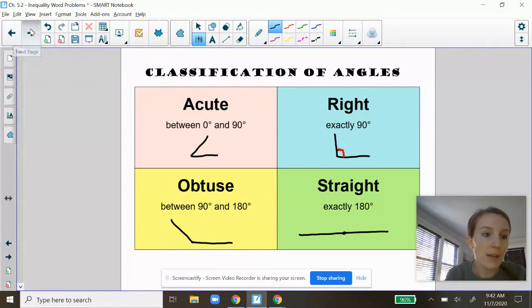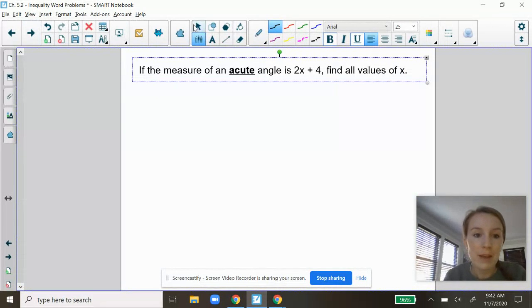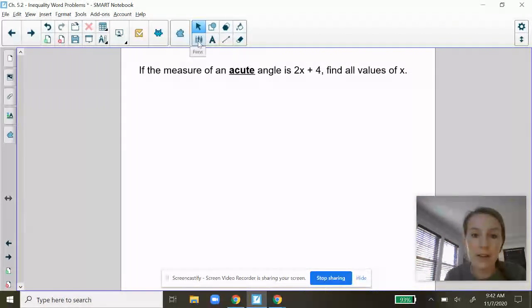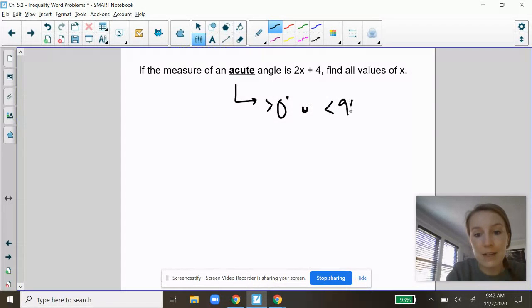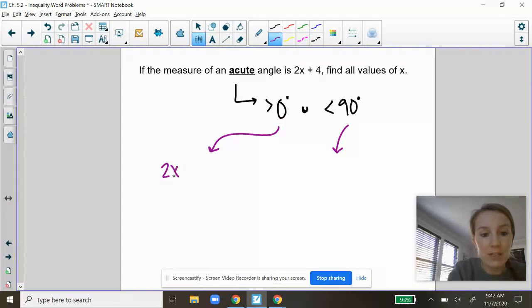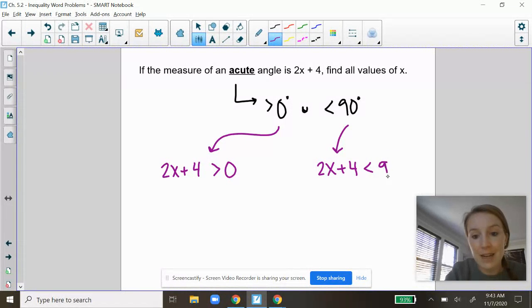Keeping this in mind, let's look at a problem like this. It says, if the measure of an acute angle is 2x + 4, find all values of x. Let's remember that an acute angle has to be greater than 0 degrees and smaller than 90 degrees. So this leads us to write 2 inequality statements. The first is 2x + 4 has to be greater than 0. And the second is 2x + 4 has to be less than 90.